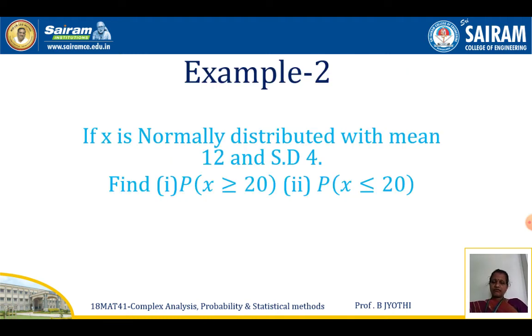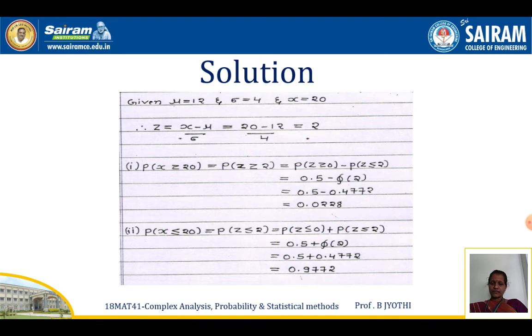Next example. If x is normally distributed with the mean 12 and the standard deviation 4, find x greater than or equals to 20, x less than or equals to 20. Given mean is 12 and sigma is 4 and x is 20. So z is given by x minus mu divided by sigma. Let us replace the value of mu and sigma. We get 20 minus 12 divided by 4. That gives us 2.